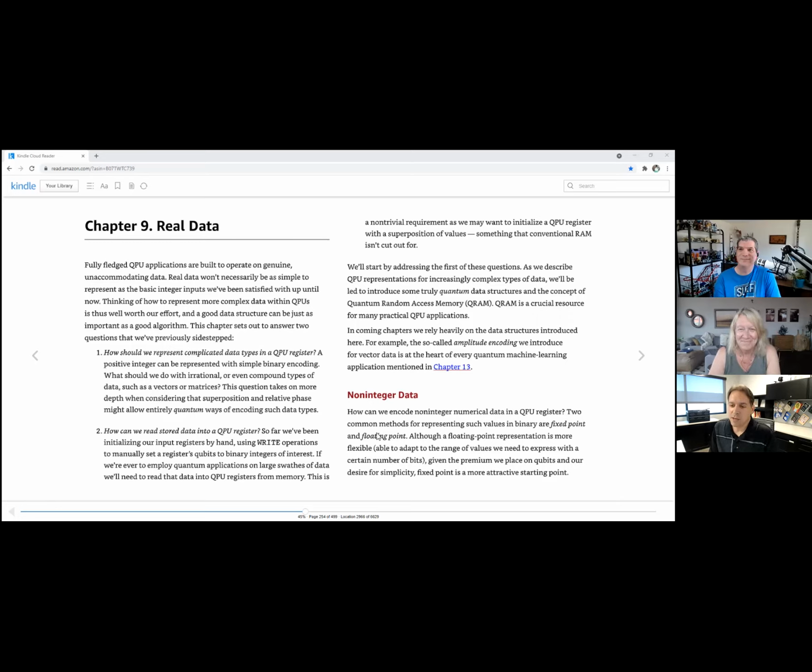So he starts talking about non-integer data. So we're talking decimal type numbers.